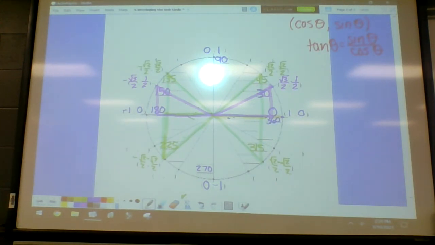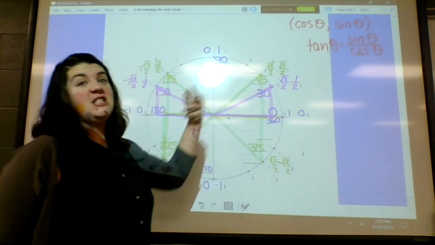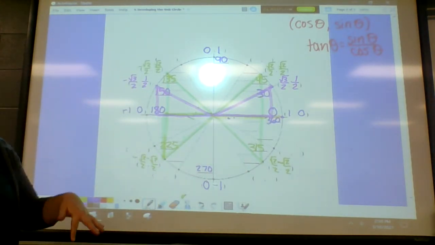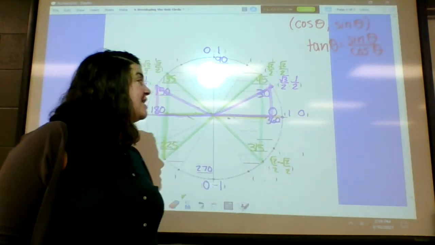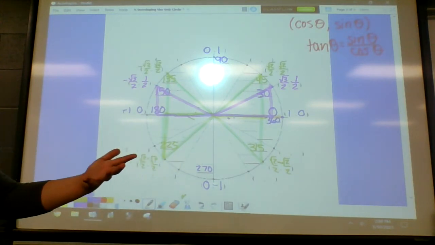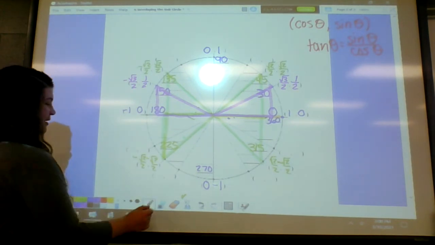So if I asked you for the tangent of 150, it would be the same thing as the tangent of 30, but it's going to be a negative. If I asked you for the secant of 150, it's going to be the same thing as the secant of 30, but it'll be a negative. If I ask you for the sine of 150, it's the same thing as the sine of 30, and it literally is the same thing. It's not even a negative at that point. All right. Okay, next one.